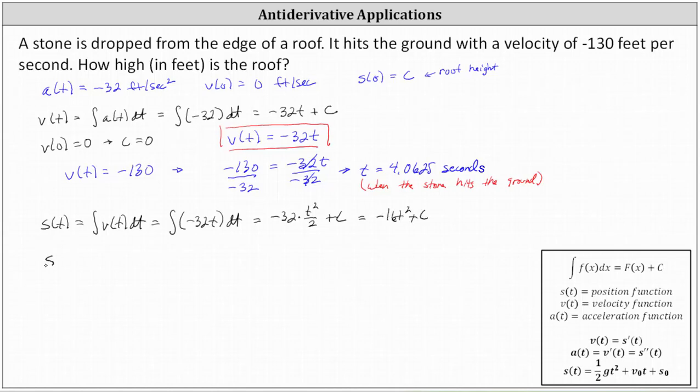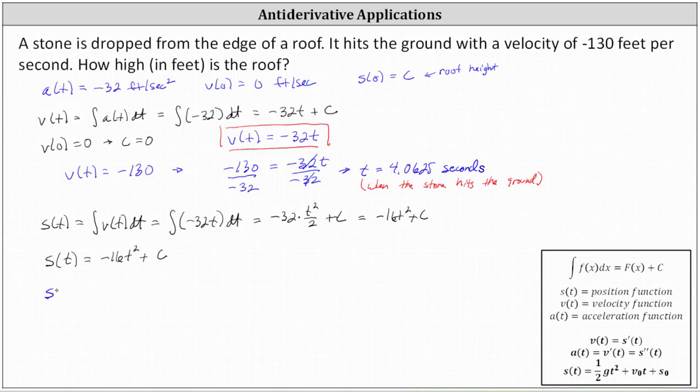So again, now we know that s of t equals negative 16t squared plus c, where c is going to be the initial height, which is also the height of the roof. But we also know at time 4.0625 seconds, the stone hits the ground, which indicates s of 4.0625 must equal 0. We'll use this fact to determine the value of c, which again will give us the initial height, or the height of the roof.